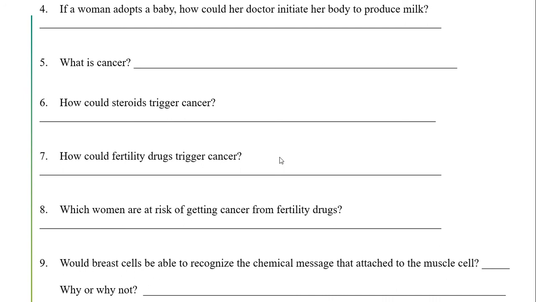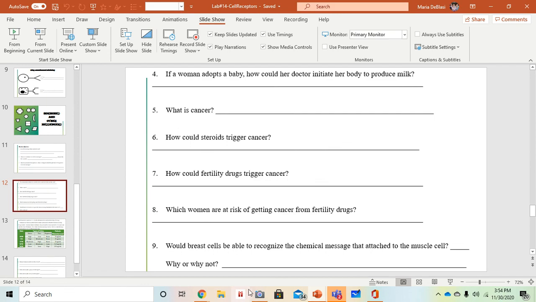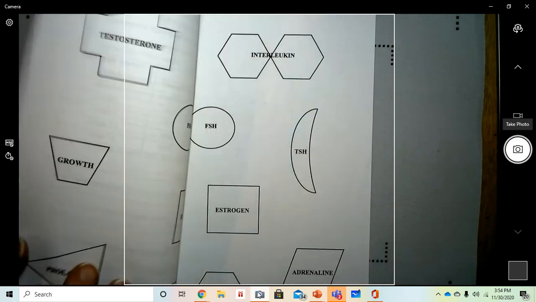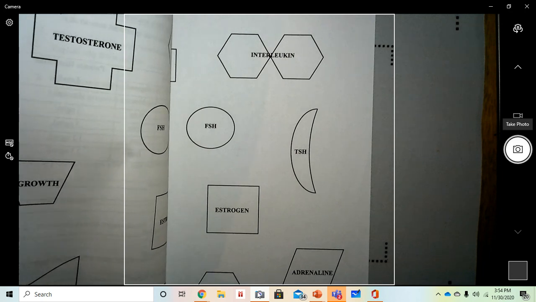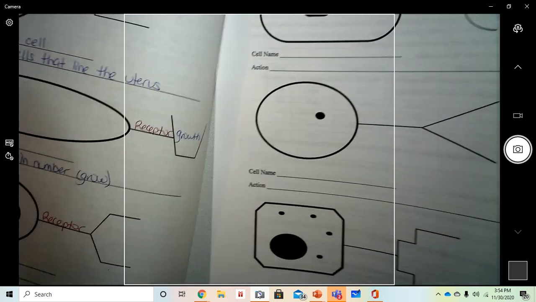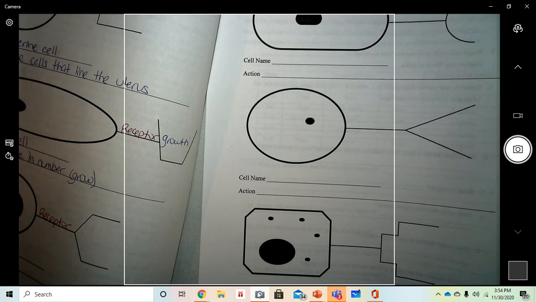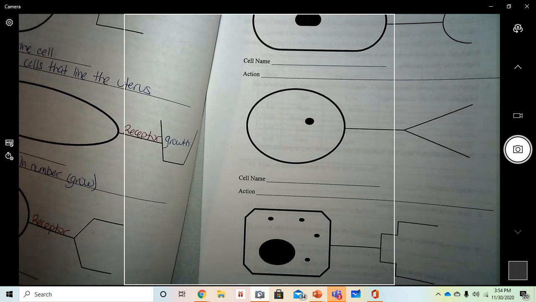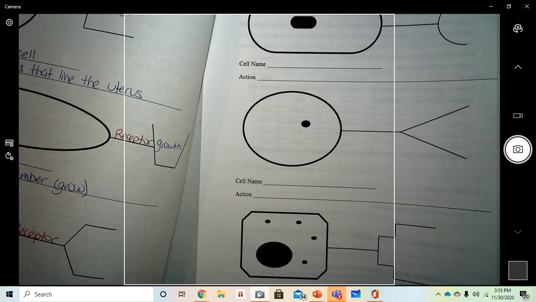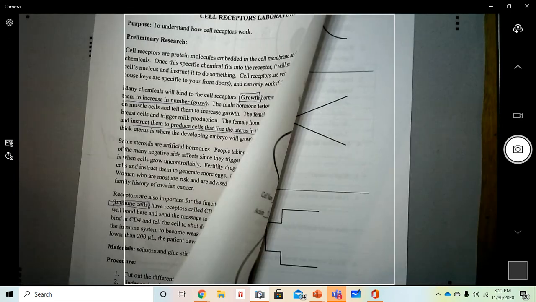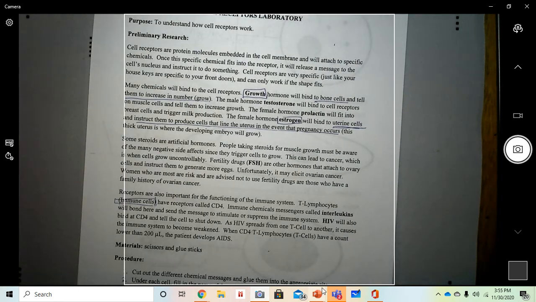And then number 9, would breast cells be able to recognize the chemical message that's attached to a muscle cell? The only way to answer this is to go back to your pictures. I'll go to my document camera for a moment. One of these is going to be a breast cell, and one of these is going to be a muscle cell when we get to these pictures here. So I want to know if those cells can accept the same message, why or why not. Okay, so remember it's shape specific. So typically it can only fit the message that is the correct shape. So if they're not the correct shape, then that wouldn't be a match. Let's go back to the PowerPoint.